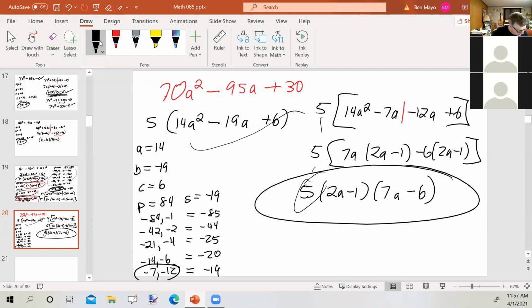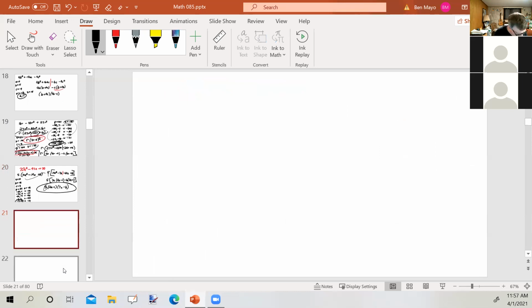Okay, let's see here. How about this one? 8m squared plus 5m minus 10. So here we have a trinomial that's in standard form.